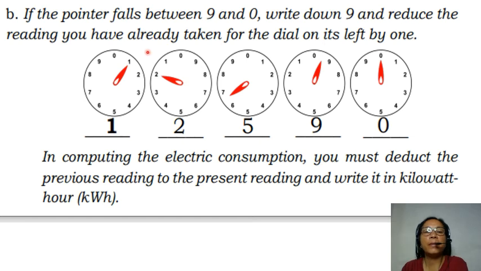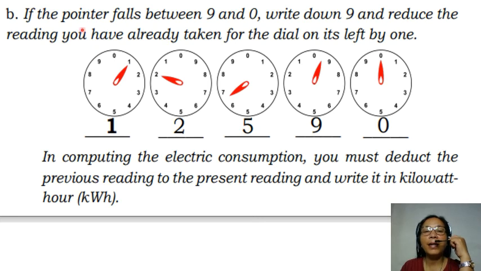Okay? Let's try the next example. If the pointer falls between 9 and 0, write down 9 and reduce the reading you have already taken from the dial on its left by 1. Kanina, kung mapapansin ninyo, itong dial 2 na between 0 and 9 yung arrow, sinulat natin dyan ay 0. Ito naman si 7 at saka si 6, yung arrow ay nasa between 7 and 6. So, ang isinulat natin kanina is 6, di ba?